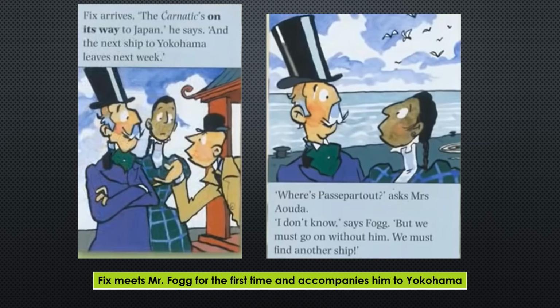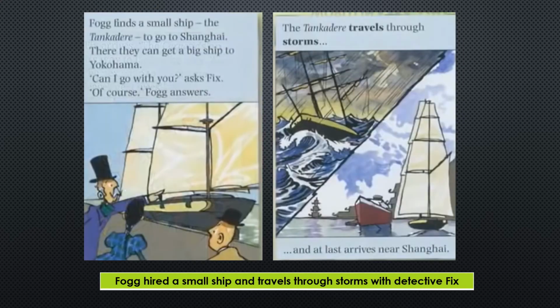"Where's Passepartout?" asks Mrs. Auda. "I don't know," says Fogg, "but we must go without him. We must find another ship." Fogg finds a small ship and it goes to Shanghai. There, they can get a big ship to Yokohama. "Can I go with you?" asks Mr. Fix. "Of course," Fogg answers.